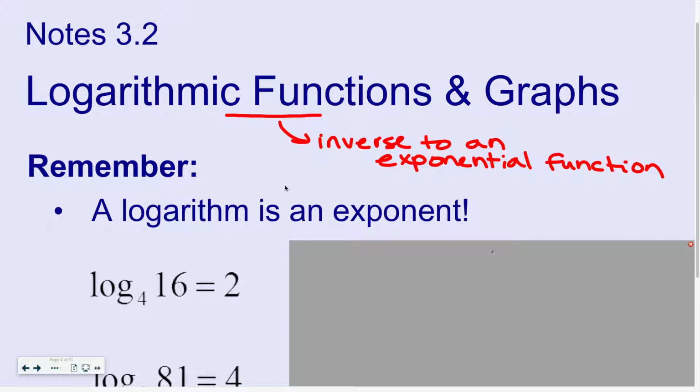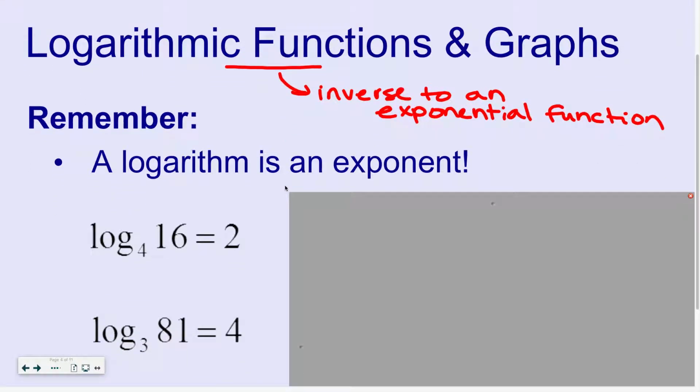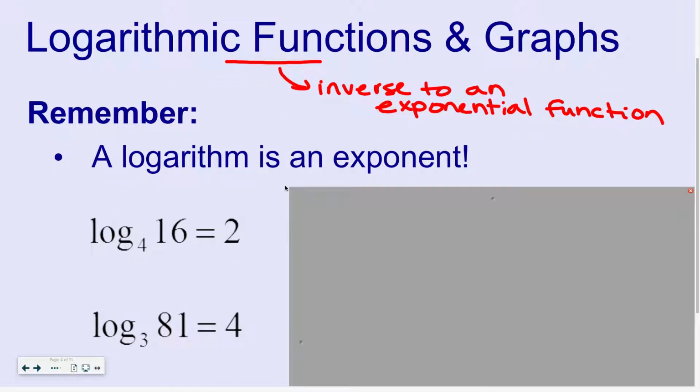The other thing that I really stress about logs is to understand that a log is a man-made thing, right? Some mathematician someday decided that they would use logarithm to describe this thing that's happening. A log is just an exponent. The answer to a logarithmic expression, whatever it's equal to, that's your exponent.